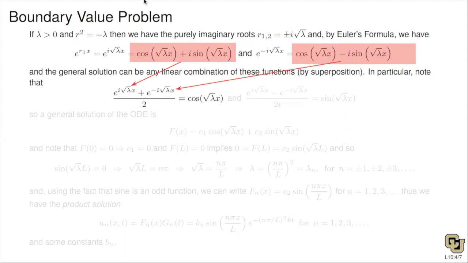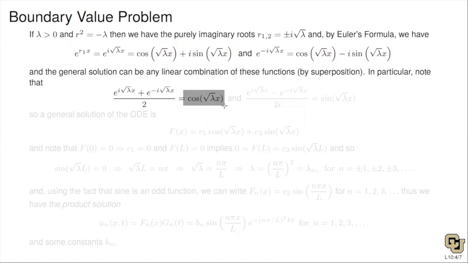When you add them together, the sine function cancels out. The cosine functions double up. I get 2 cosine lambda x, and then I divide by 2. And so here I find, according to our vector space theory, this is also a solution because it's a linear combination of solutions. And now for the other solution, I subtract.